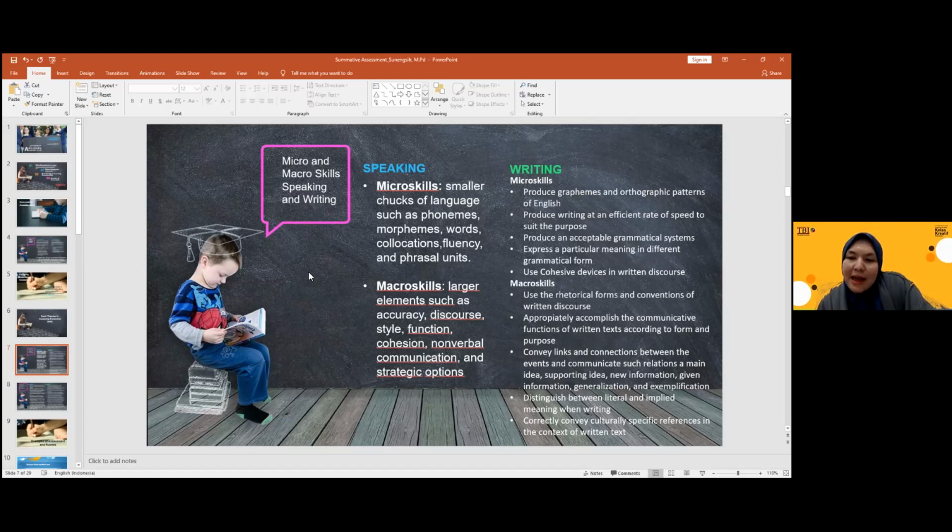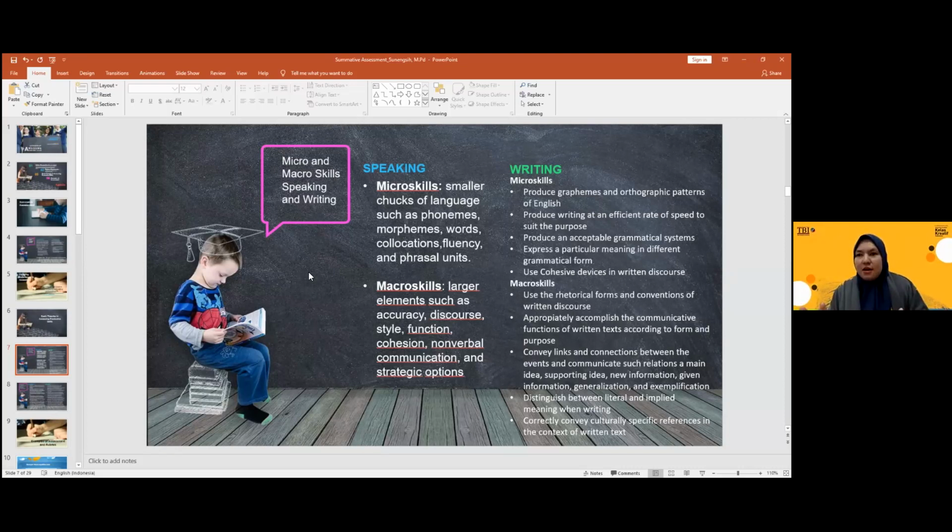And then let's go to the macro skills. In the macro skills, usually we use the rhetorical forms and conventions of written discourse, appropriately accomplish the communicative function of written text according to form and purpose, and convey links and connections between events and communicate such relations: a main idea, supporting idea, new information, given information, generalization, and exemplification. Or we can say making good harmony between those factors. And then distinguish between literal and implied meaning when writing. And then the next one, correctly convey culturally specific references in the context of written text.